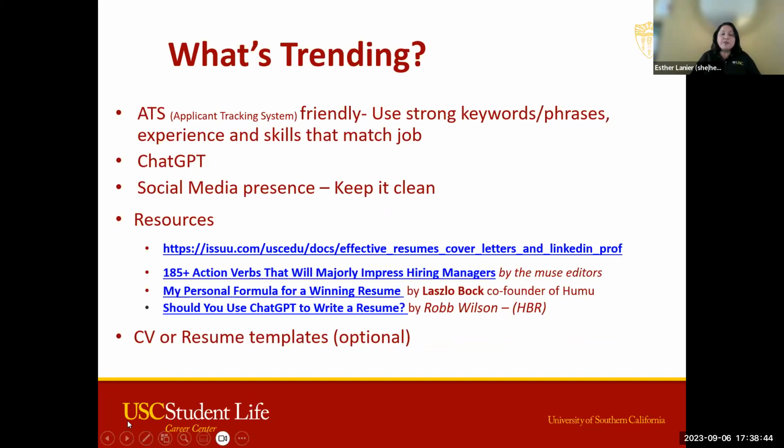All right, so most of you definitely know about applicant tracking systems. So again, I think that's where utilizing the different tools available to you is going to be very important. So definitely keep up with using the strong keywords or phrases and experience that match that job. I mentioned ChatGPT. It's a tool. Use it, maximize it in ways that you'll find beneficial.